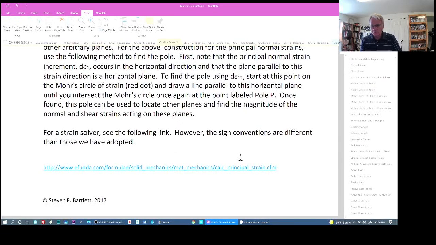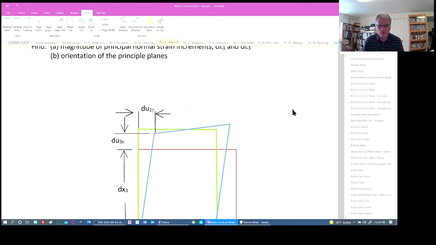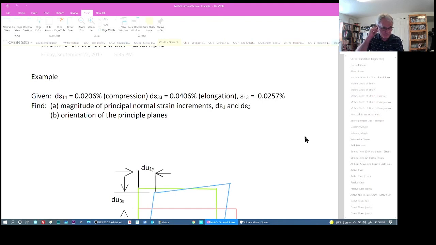Okay, I also included a shear strain solver. This uses different sign conventions, but you can certainly go ahead and look at it. I popped into it here. This is a definition of a problem here. We have the normal strain epsilon 3 equal to 0.0206 in compression. We have 0.0406 in elongation, and the shear strains are equal to this.